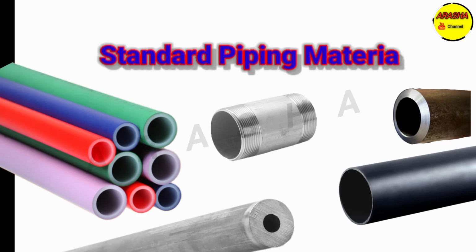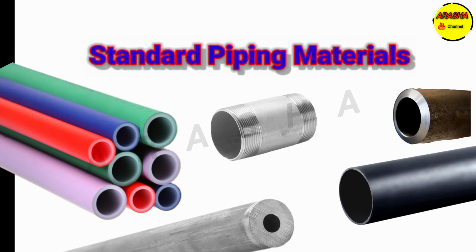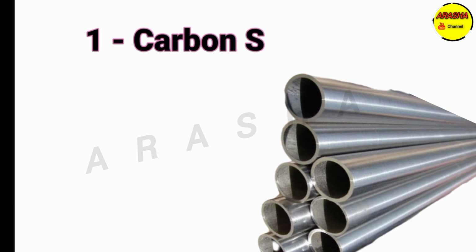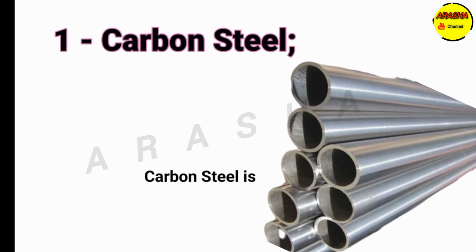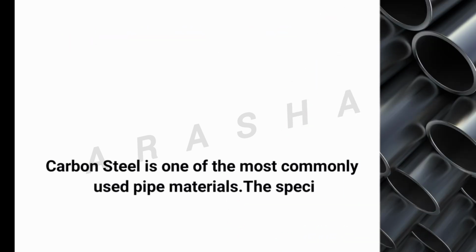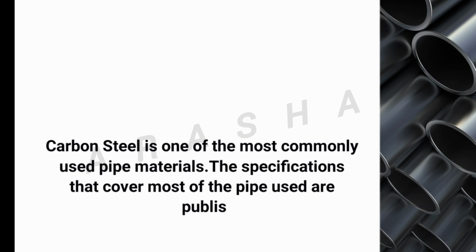Standard piping materials. Number 1. Carbon steel. Carbon steel is one of the most commonly used pipe materials.